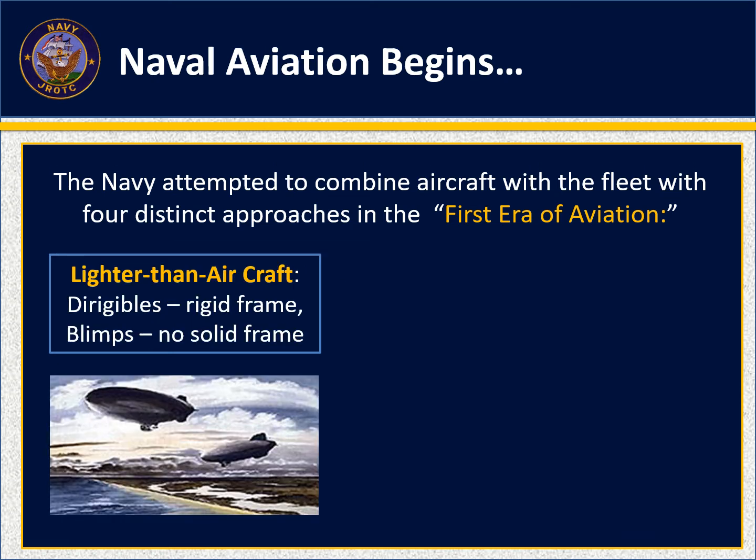Another phase of naval aviation was lighter-than-air aircraft. These were blimps, like you see flying over football and baseball stadiums today. They were used for long-range reconnaissance.